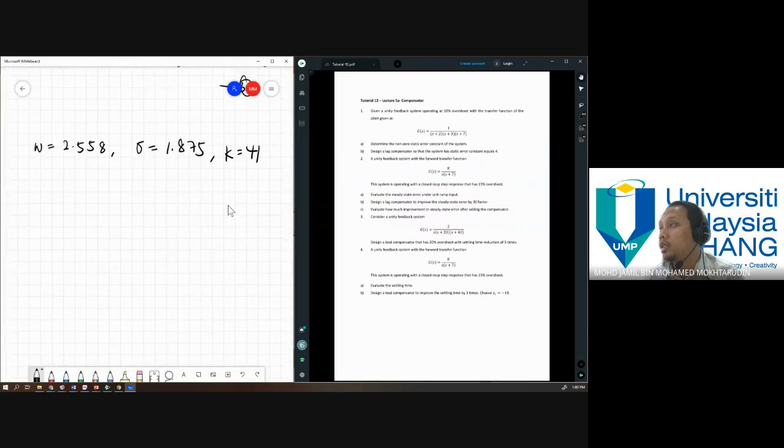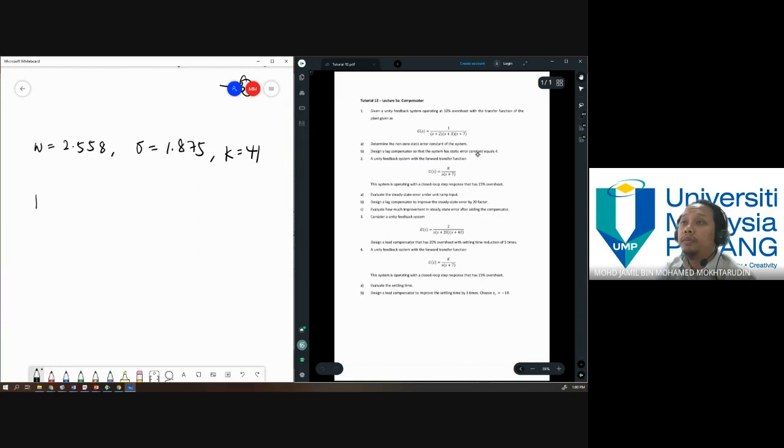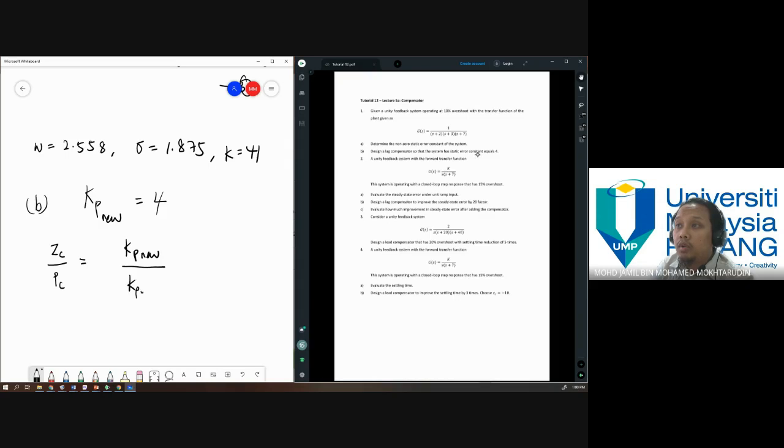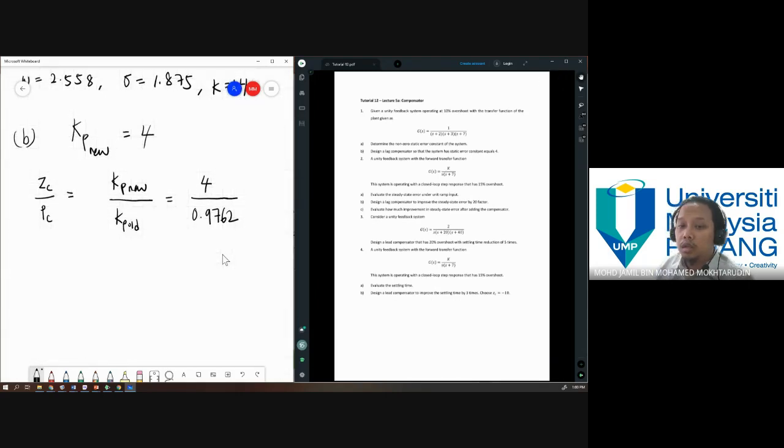Design a lag compensator so that the system has static error constant equals 4. So question B, the new Kp equals 4. Okay, so the question gives you the new Kp equals 4. So ZC over PC, the ratio, equals Kp new over Kp old. So new is 4, the old one is 0.9762. So calculate. So you get 4.098. Okay, so we get this ratio.